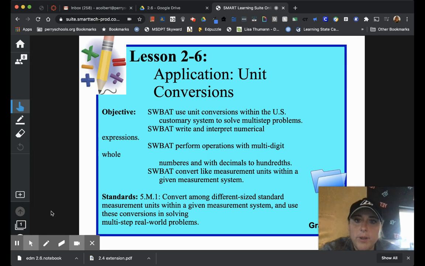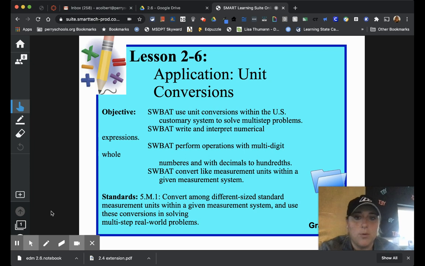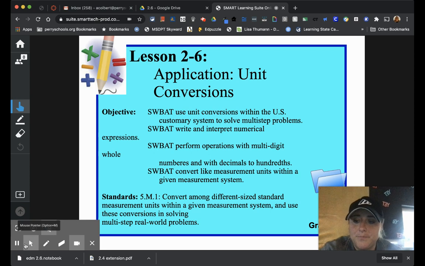Welcome back. We are ready for lesson 2.6, application unit conversions. Today we're going to be able to use unit conversions within the U.S. customary system to solve multi-step problems. We're also going to be able to write and interpret numerical expressions, along with performing operations with multi-digit whole numbers and with decimals to the hundredths, and converting like measurement units within a given measurement system.